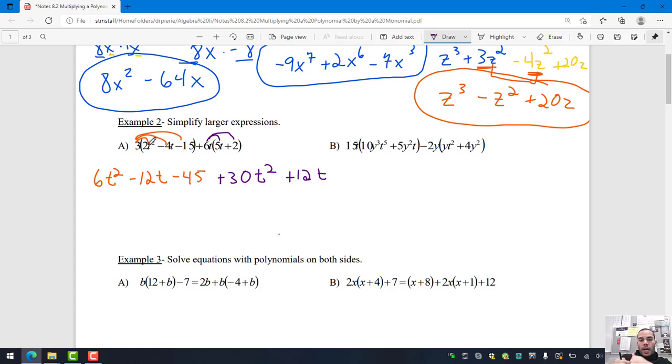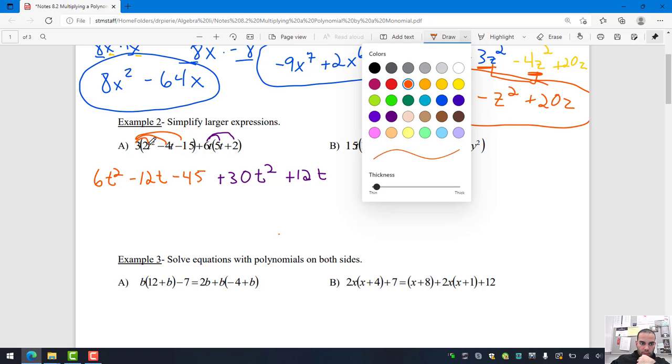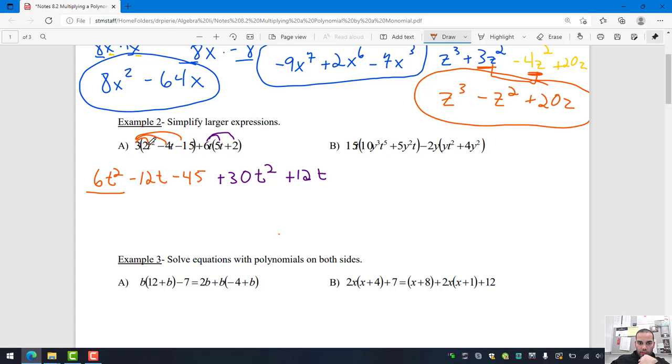Now my job is to combine like terms and put it in standard form if possible. The first thing I see here is some terms that have t squared. And I ask myself, is there anything I can squeeze together? This 6t squared can combine with this positive 30t squared. They've got the same base, raised to the same exponent. They're both being raised to the second power. So what I'll do is just add. 6 plus 30 is equal to 36, and then I keep the base and the exponent as is: 36t squared.